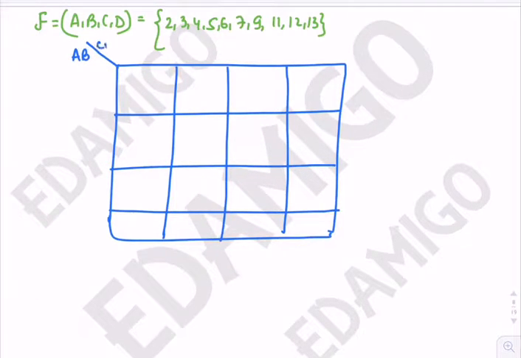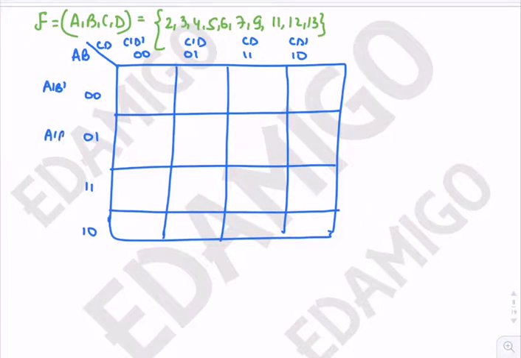A, B, C, D. C bar, D bar, C bar, D, C, D, C, D bar, A bar, B bar. A bar, B, A, B, A, B bar. 0, 1, 3, 2, 4, 5, 7, 6, 8, 9, 11, 10.